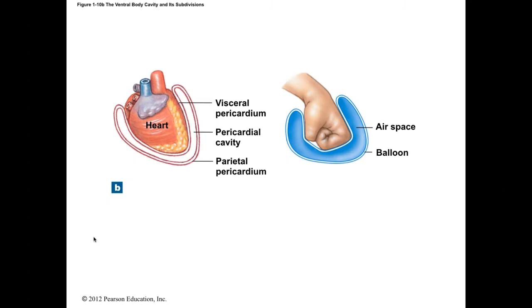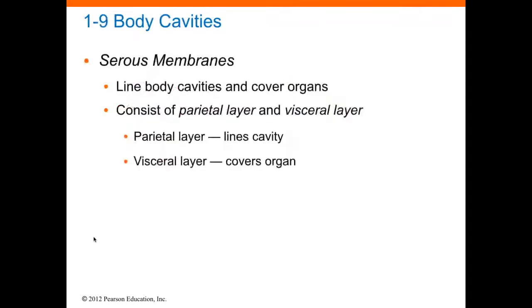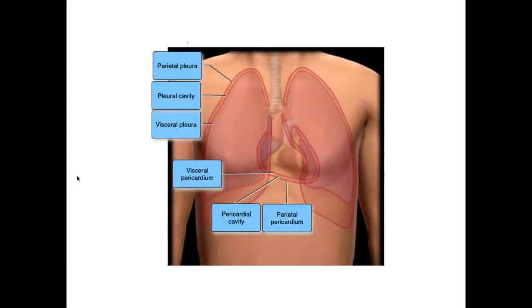Okay, so visceral and parietal, we're going to see these terms, whether it relates to the heart, where we just add pericardium to it. If it refers to the lungs, we add the word pleural to it. And if it involves the digestive organs, we use the word peritoneum. But visceral and parietal are going to be associated with all of them. So the visceral layer is going to cover the organ. The parietal layer is going to be on the outer part of the cavity.